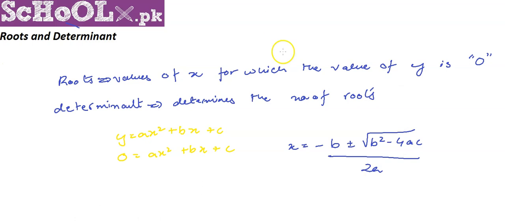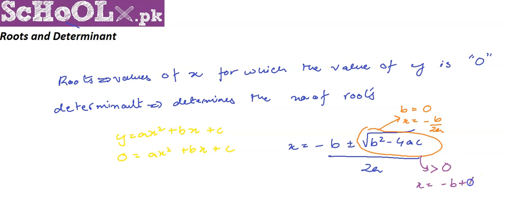Now the term b square minus 4ac, which is under the root, determines whether this whole expression will give us one value, two values, or no values. For example, if this term is 0, we'll get only one value, which will be equal to minus b over 2a. Now if this term is greater than 0, then we'll get two values of x: let's put this term equal to a, so x equals minus b plus a over 2a, or x equals minus b minus a over 2a, right?